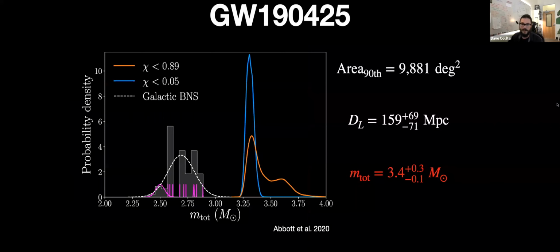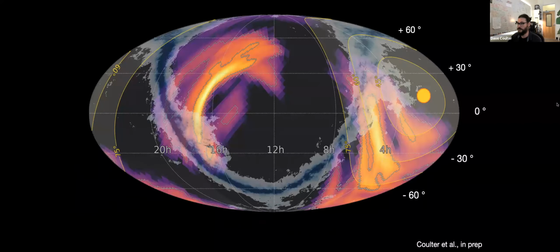Now, when you compare this to the population of double neutron star systems you see in the galaxy, it's quite a bit different. And so we think that because this is safely in excess of the maximum mass of a neutron star, we would have had a direct collapse to a black hole from these two neutron stars.